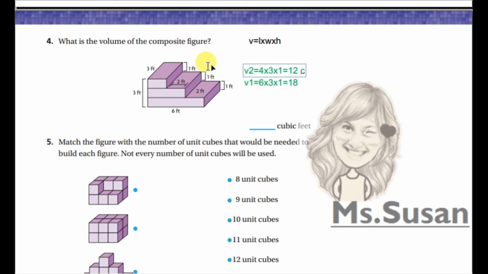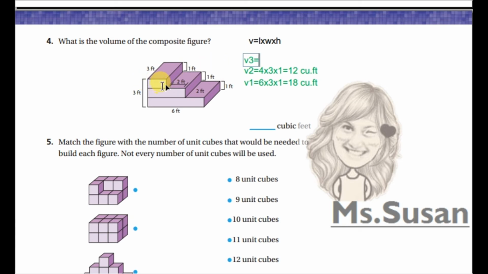Everything is in cubic feet. And this also is in cubic feet. We should have the same dimension. Cubic feet. Okay, let's find the volume 3, the smallest one. Volume 3 is equal. Okay, we minus 2 from 4 to get this length. So 4 minus 2 will be 2.